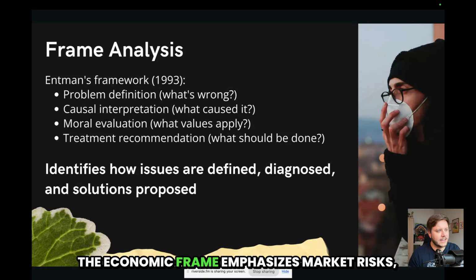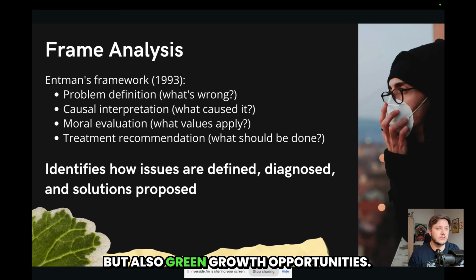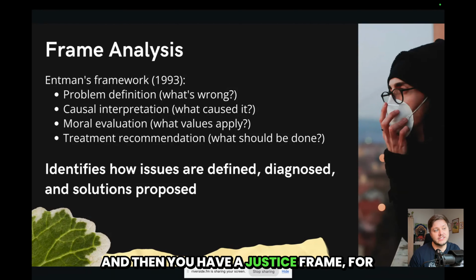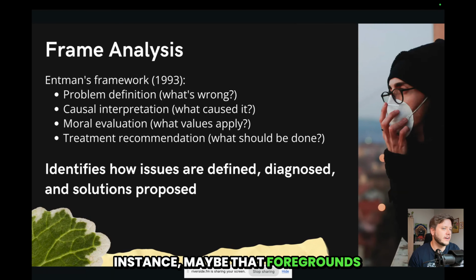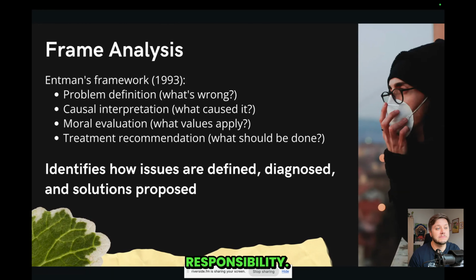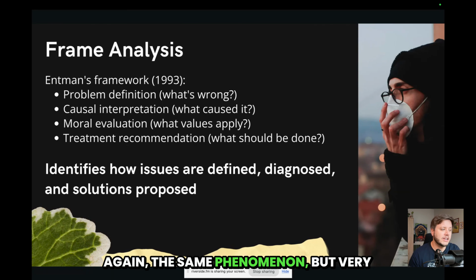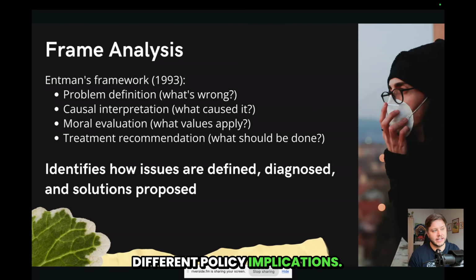The economic frame emphasizes market risks, but also green growth opportunities. And then you have a justice frame, for instance, that foregrounds disproportionate impacts on vulnerable populations and invokes historical responsibility. Again, same phenomenon, but very different policy implications.